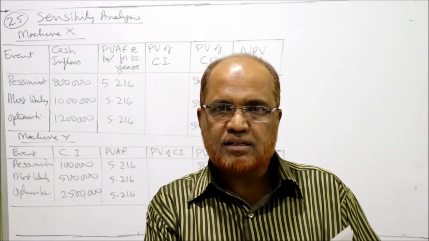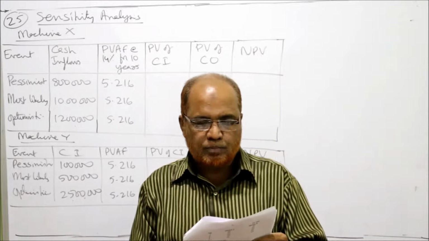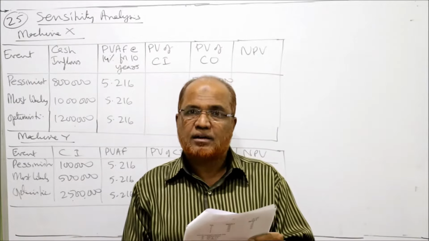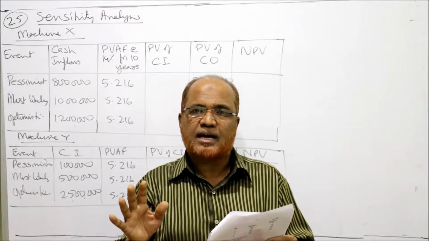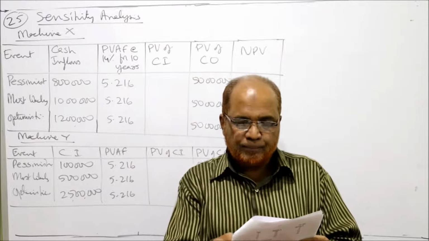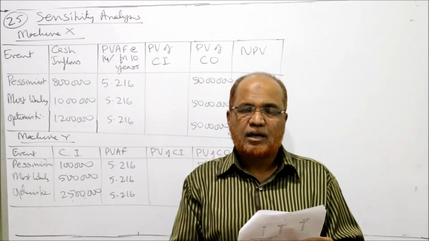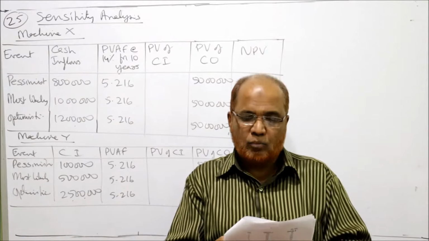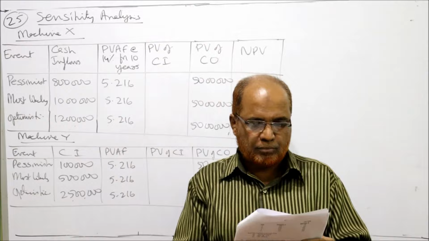So for machine X, if the situation in the market is pessimistic, we expect rupees 8 lakh. If the conditions are optimistic, we expect 12 lakh, and most likely we expect a cash inflow of 10 lakh in case of machine X. Machine Y, in case of pessimistic, we will receive a cash inflow of only 1 lakh. If it is optimistic, we may receive 25 lakh and most likely 5 lakh. The 3 cash inflows are given for machine X and machine Y.